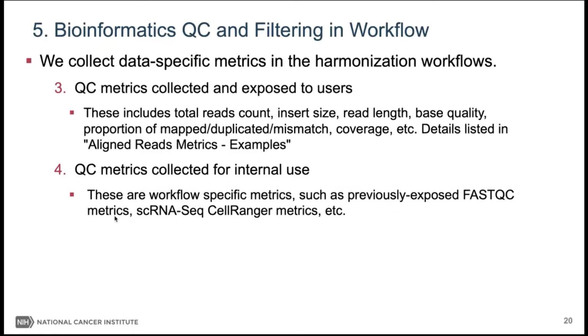So another thing that the GDC does, and this is mostly with alignments, is that QC metrics are collected and exposed to users. This includes things like total read counts, insert size, read length, etc. I'm going to talk about this a bit more later down the line in the third section. There are also QC metrics that are collected for internal use. These are workflow-specific metrics, and these are collected so that the GDC can improve bioinformatics pipelines on an ongoing basis.